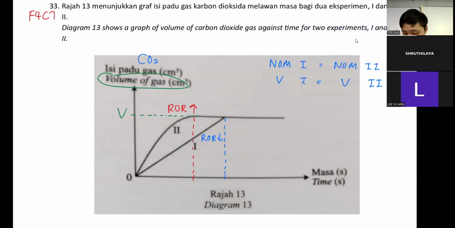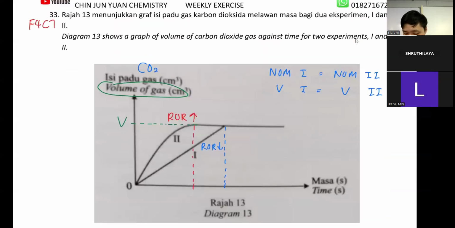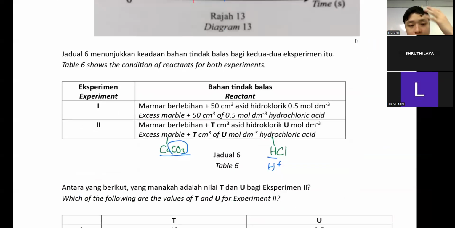So another one, in order to get number of moles, they will give you something like this to confuse you. The funny thing is, some students are very confused with this. So you see properly, I do it one by one for you. Let's say the first experiment, 50 cm cube and 0.5 mol per dm cube. They give you volume and molarity. The formula for moles is MV over 1000 for this acid.